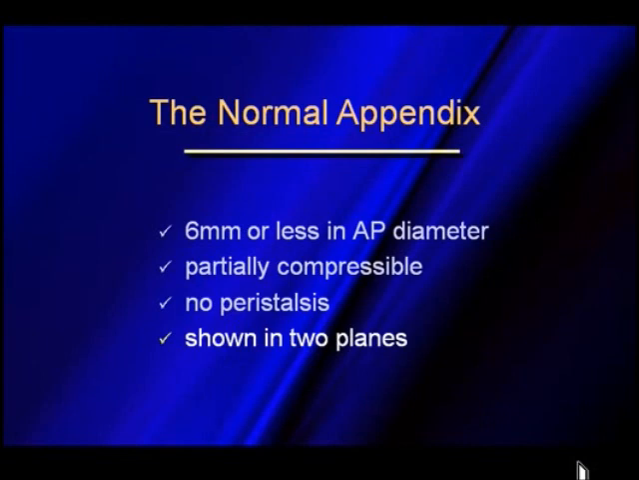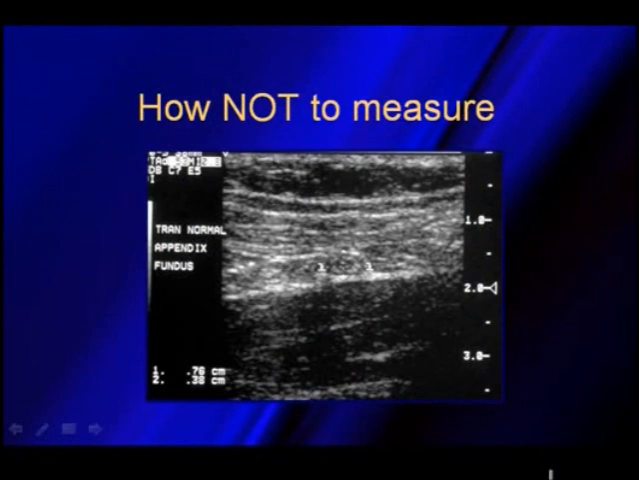What can happen is you can take a loop of small bowel, and by compressing, you can make it look just like the long axis view of a normal appendix. But when you rotate your transducer 90 degrees, you'll not get the target lesion. Only the appendix will give you that target lesion. So it is key to make sure you do scan in 2 planes.